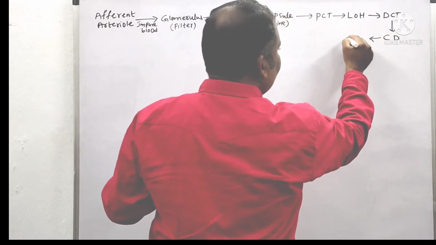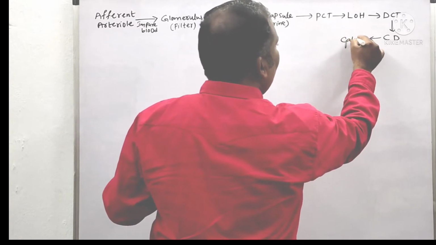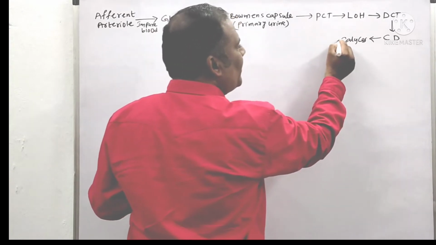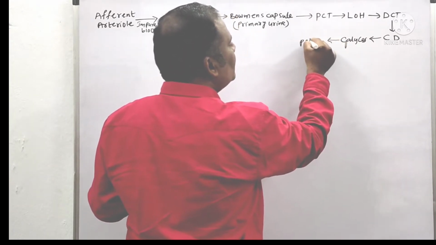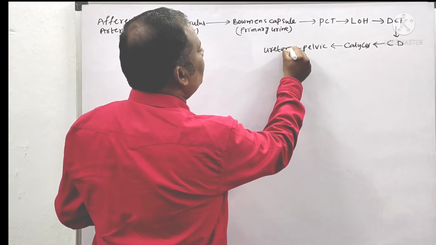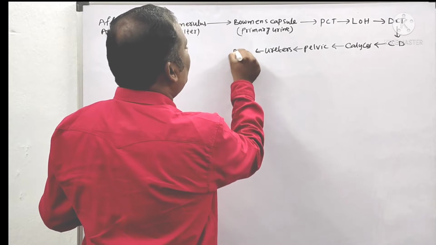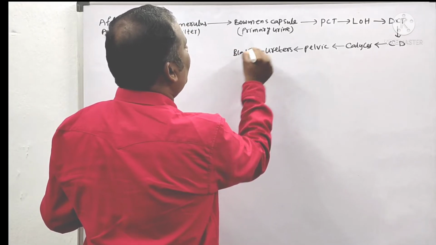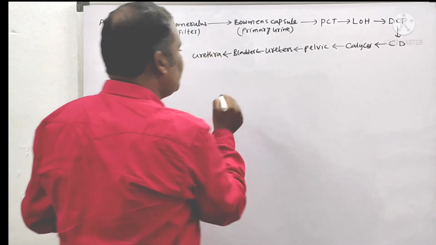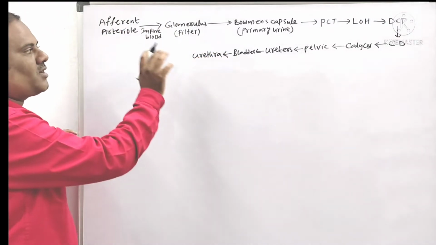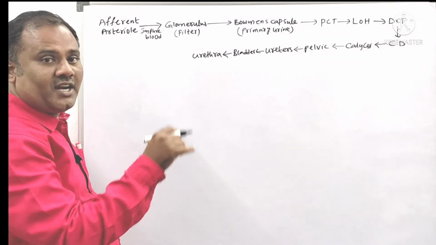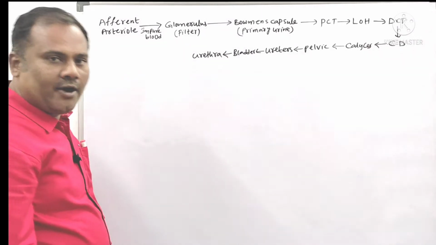From the collecting duct it enters into the calyces. You learned in the transection of kidney in the last video, you see the calyces. From calyces it enters into the pelvis. From pelvis it enters into the ureters. From ureters it enters into the urinary bladder. From the urinary bladder it enters into the urethra, and from the urethra it is expelled out. So this is the process of impure blood filtration, urine formation and passing of urine outside.